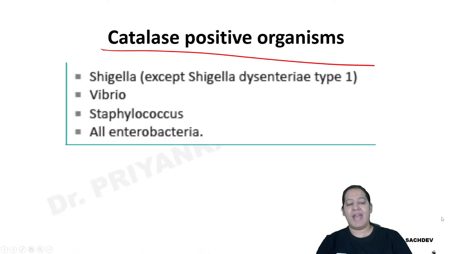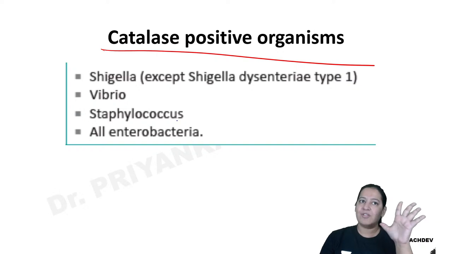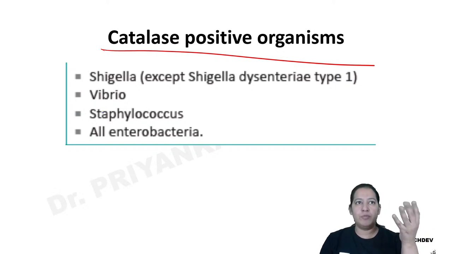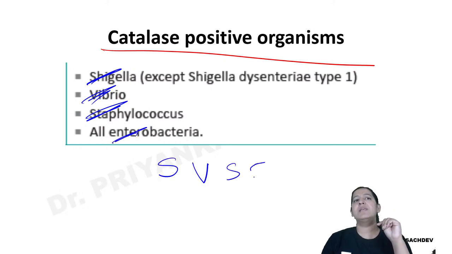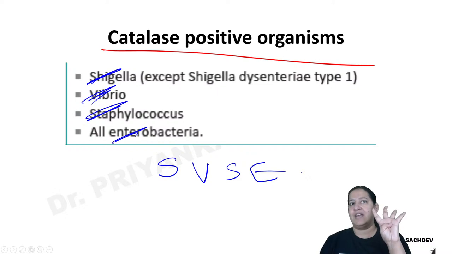Now the next three will come: catalase, oxidase and urease. Which ones are catalase positive? There is no mnemonic, make your own for catalase. It is Shigella, Vibrio, Staphylococcus and Enterobacteria. These four are catalase positive.